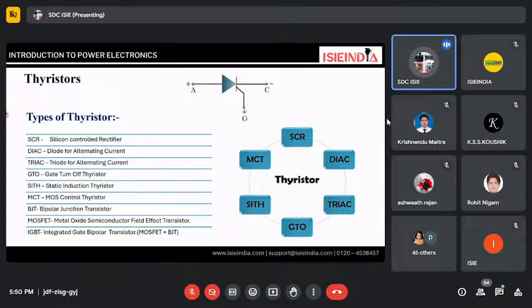conditions. Along with that, all these thyristors have different VI characteristics. In those VI characteristics, they can operate at certain voltages. They can operate with different latching current and holding current, and they have different functions. When we talk about latching current, it is the minimum current that flows through the device in the forward bias condition. So they have different parameters.